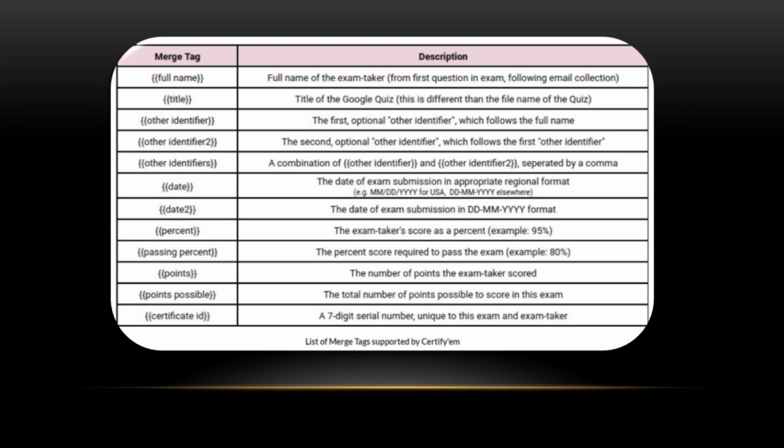So these are all the predefined tags available. Tags are nothing but the places where data is dynamically included in your certificates. These are all the tags available in the Certify plugin. You can verify them on the Certify website also. I will give the link in the description. You can use only these tags.